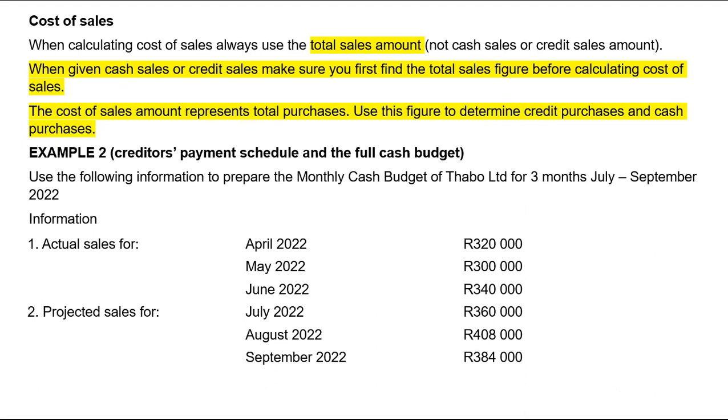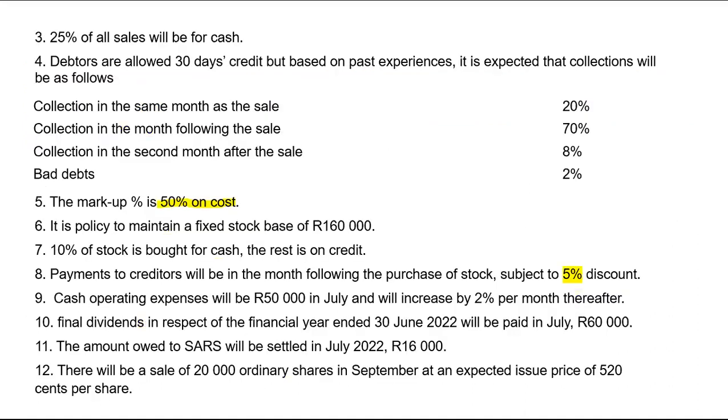Now, once you're done calculating cost of sales, just write next to that cost of sales figure that these are total purchases. And how do we know that they're total purchases? Because the information itself told you that we are using the fixed stock base. So cost of sales will be the same as total purchases. Now, 10% of those total purchases will be cash, meaning that other 90% will be credit. I'll focus on cash, okay?